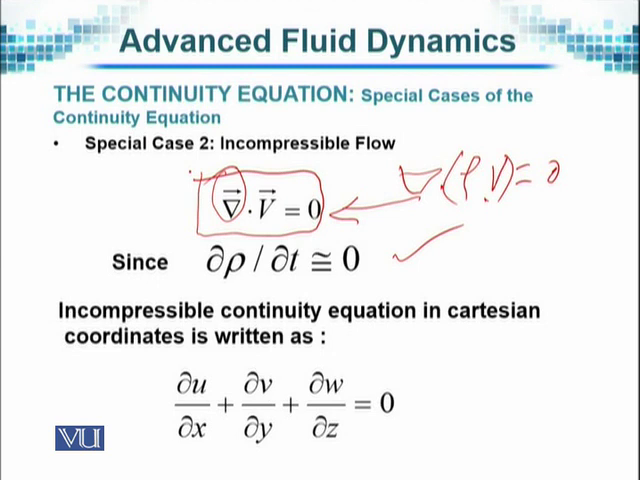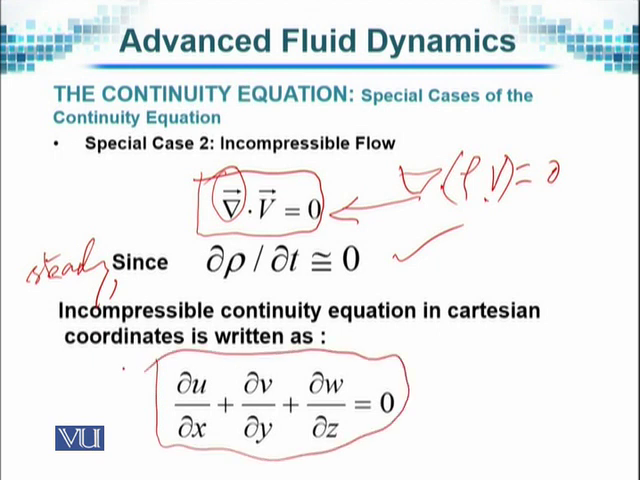So the incompressible continuity equation, we should write here actually that steady incompressible continuity equation in Cartesian coordinates in the component form can be written as this, where x, y, z are our rectangular coordinates and u, v, w are the components of velocity vector v in respective x, y, z directions.